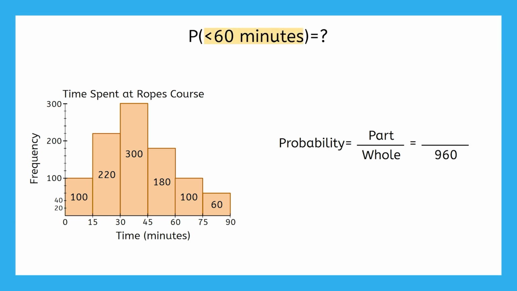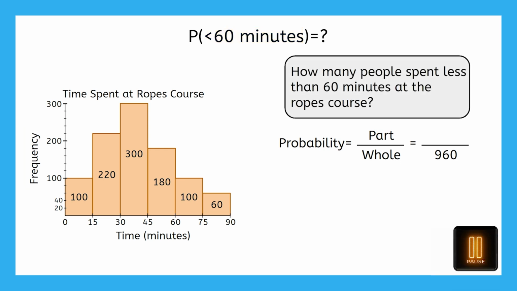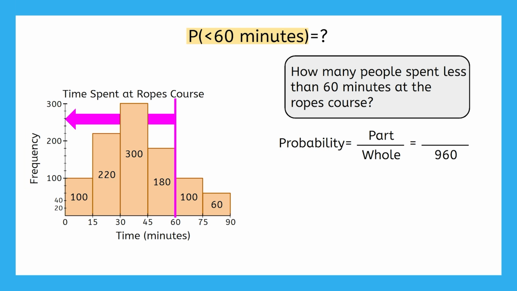Yeah, we're looking for the people who spent less than 60 minutes at the ropes course. Pause the video again here and determine, out of the 960 total people, how many spent less than 60 minutes there. Let's see. Here is 60 minutes on the axis. So everyone to the left spent less than 60 minutes at the ropes course. In total, this gives a sum of 800 people who spent less than 60 minutes at the ropes course.